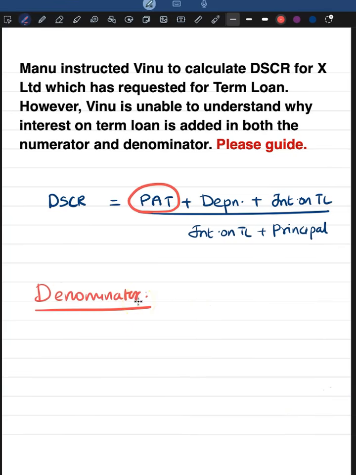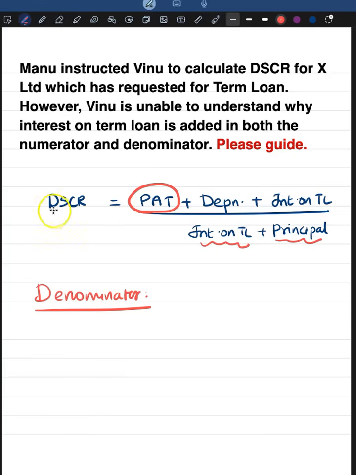And what is the reason why it is added in the denominator? See, we are basically trying to measure what is the profit or cash profit available for repayment commitment. Here the repayment commitments are both interest and principal, right? So in the denominator, if you are not going to factor in interest on term loan and consider only principal, then that DSCR focuses only on the principal repayment. Then it can be given another technical name called net DSCR, and even in that case, in the numerator you cannot have interest on term loan.